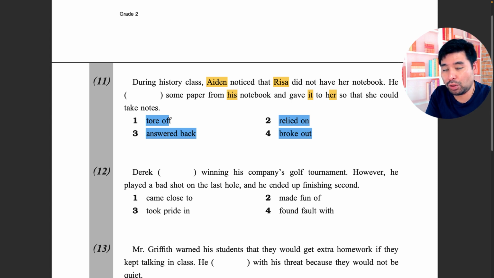And then rely, you know, the word rely. If you understand rely, maybe you can get that easily. So let's continue. Number 12.